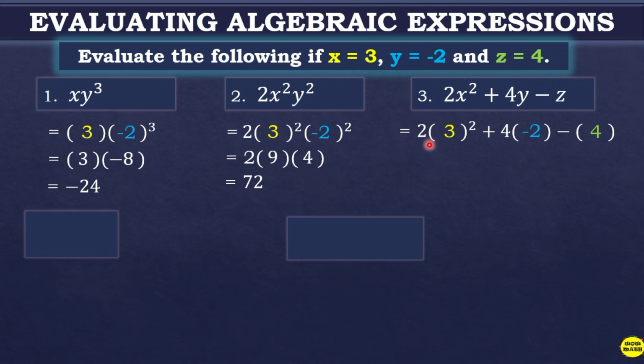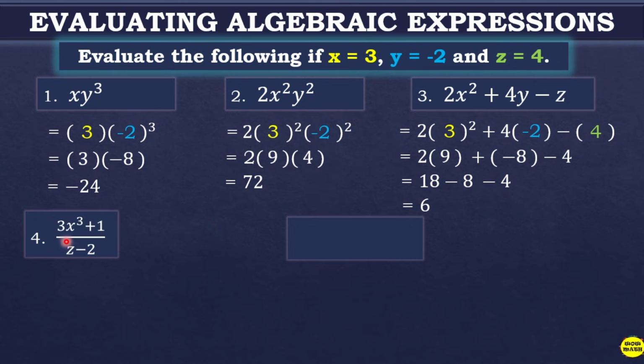Okay? So, let's simplify first. So, 3 squared is 9. 3 times 3, 9. And then, simplify natin to. 4 times negative 2, that is negative 8. And then, negative times positive 4, negative 4. Okay? So, simplify natin. 2 times 9, that is 18. 18, positive, negative, so negative 8. And then bring down. So, 18 minus 8, 10. 10 minus 4, 6. Okay, next.